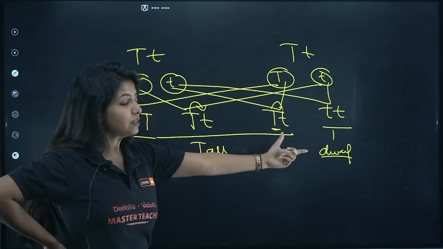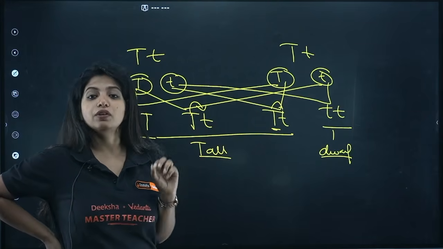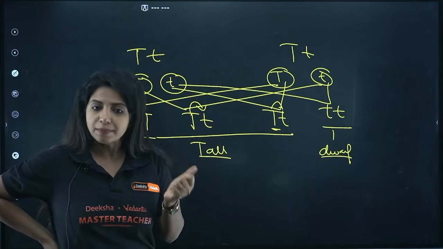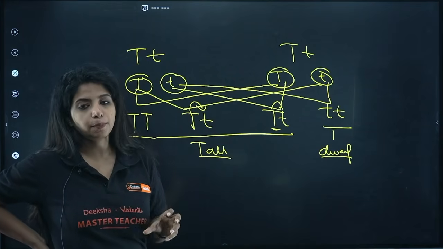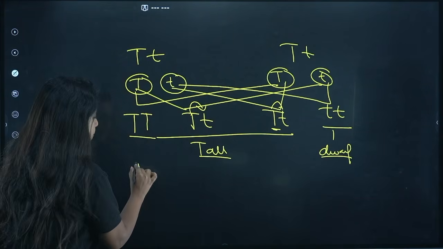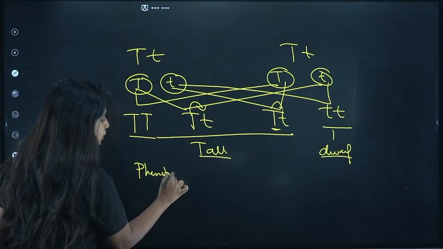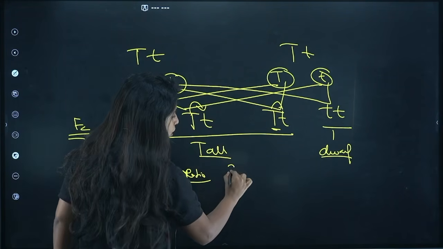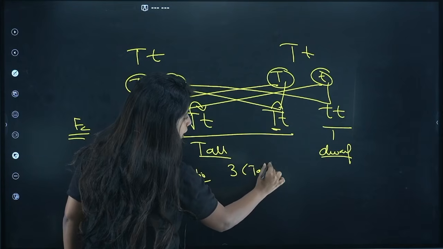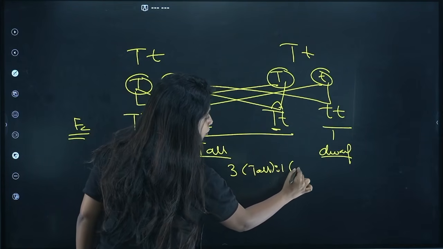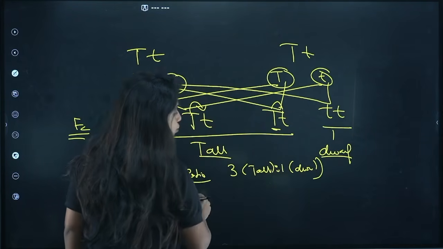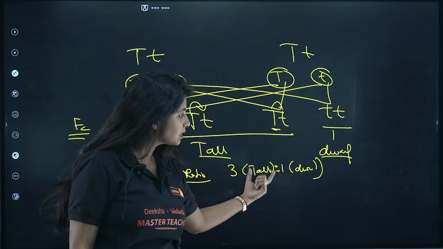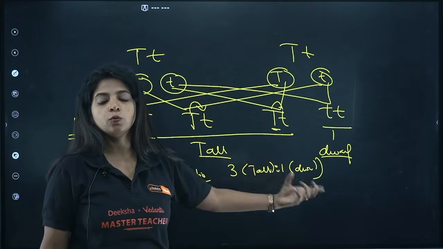Now, when you say that this is tall and this is dwarf, you call this the phenotype of the plant. That is the physical appearance. Okay, phenotype means physical appearance. And if you are asked to give the phenotypic ratio, how will you give it? 3 of them are tall, and 1 of them is going to be dwarf. So your ratio is going to be 3:1. And whenever you write 3:1, make sure what is 3 and what is 1. So 3 tall, 1 dwarf.